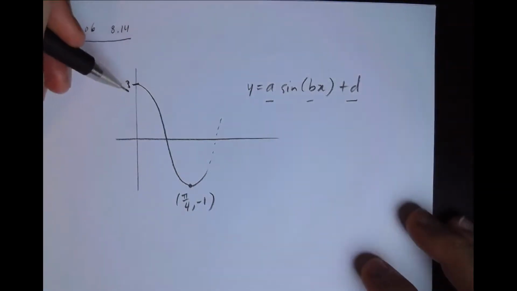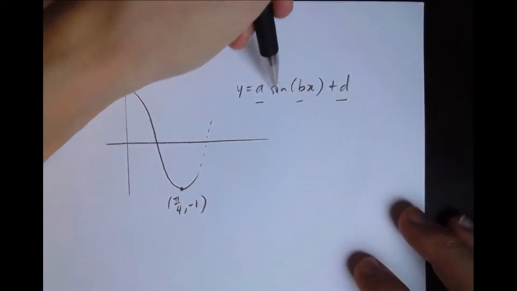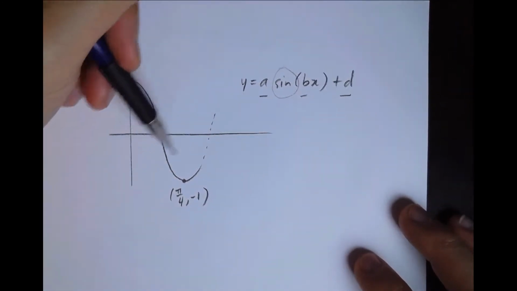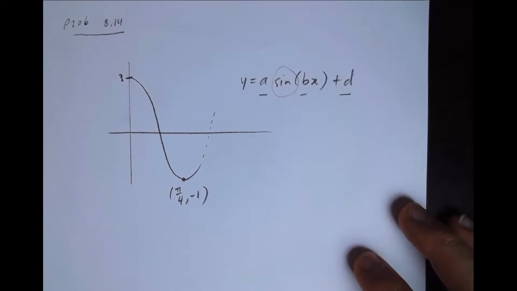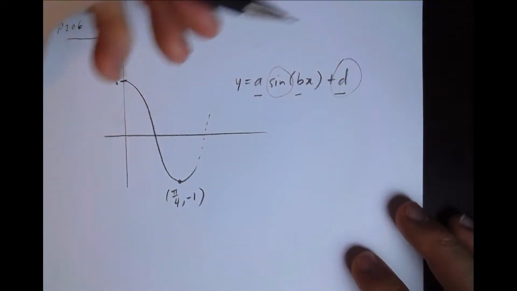Okay, we have a graph here. This is a partial graph. This is basically part of a sine or cosine graph, sine, and we need to figure out a, b, and d. So first of all, I would attack the center line, the d value, the center line.